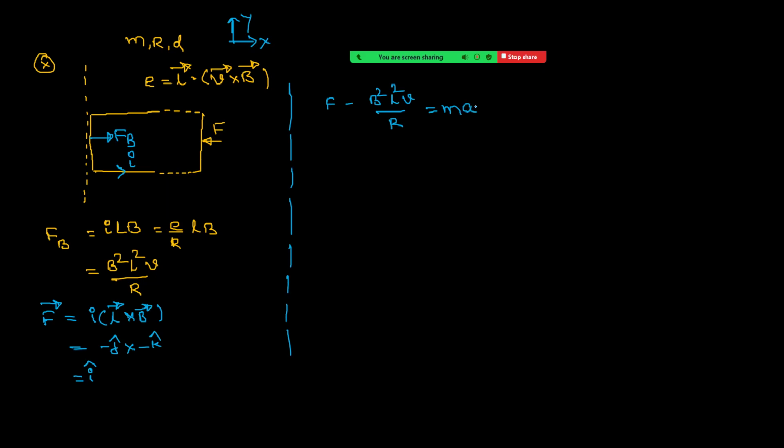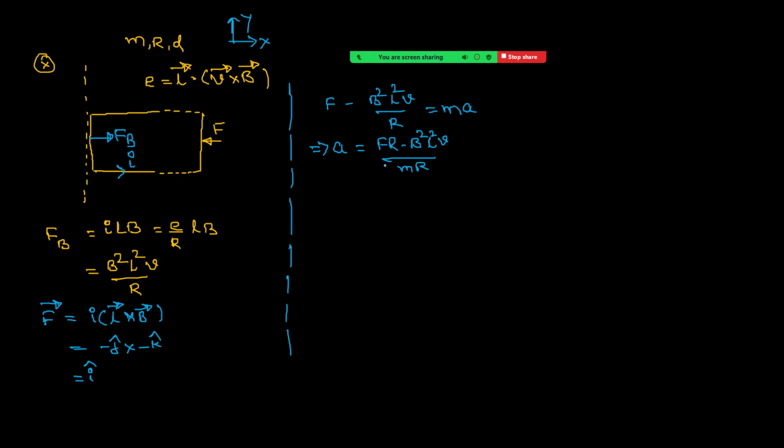Okay. So first we have to find acceleration. From this we can get acceleration, that is a equal to (F R minus B square L square V) upon M R. That is now the acceleration, right? And see next what we have to calculate.